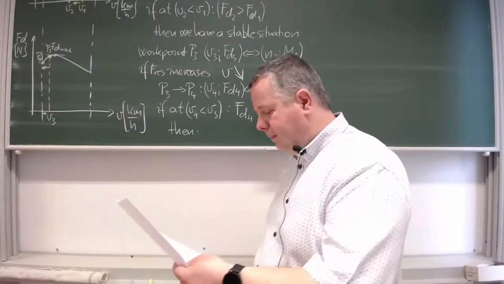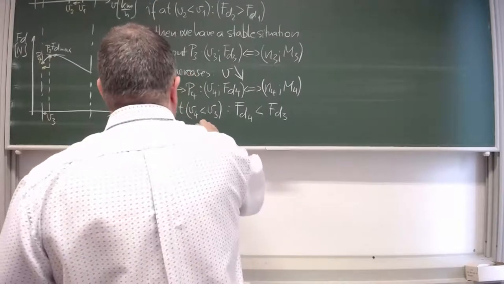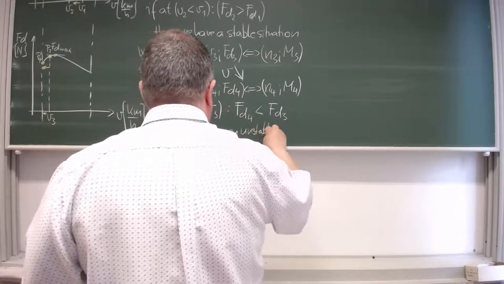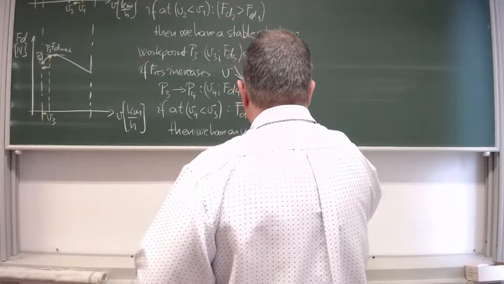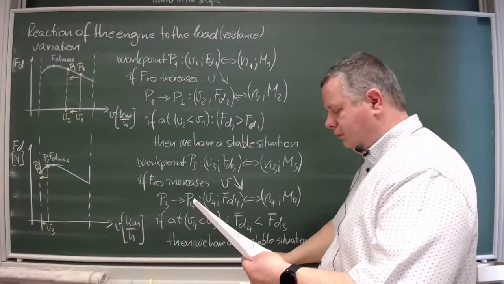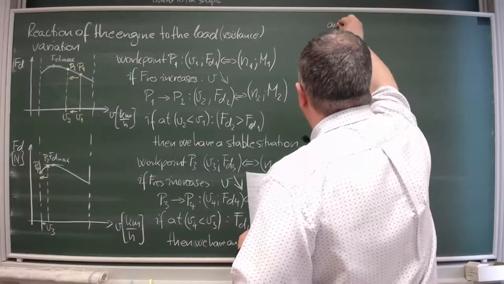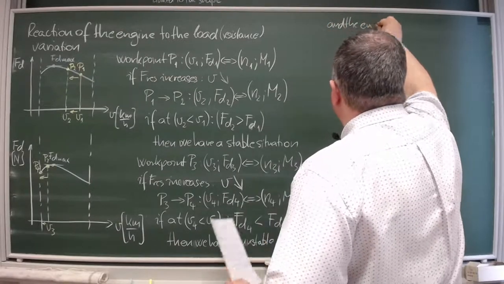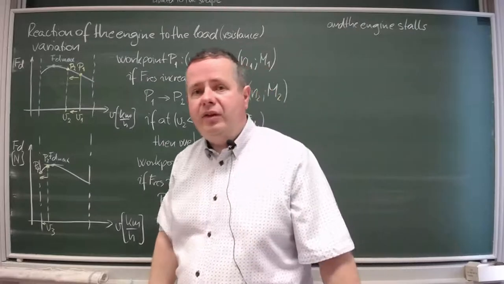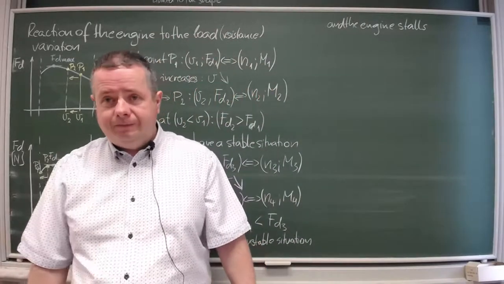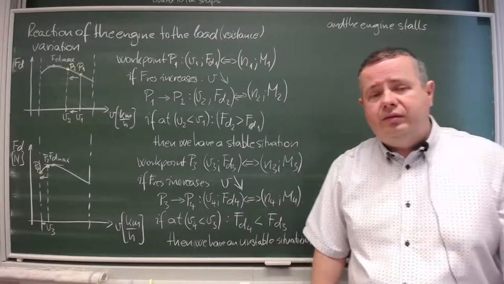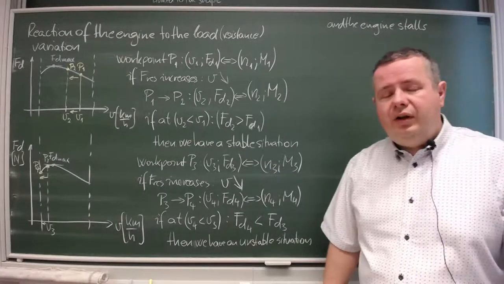So this is what we call an unstable situation. And for that, we can say that the engine stalls. The engine stops because it cannot provide enough force to continue going uphill. Okay. So in this case, we have to intervene somewhere, either in the gear, in the transmission, or in the engine command.